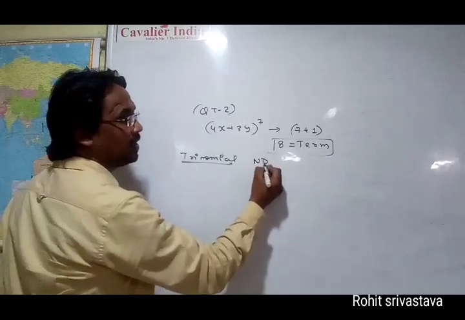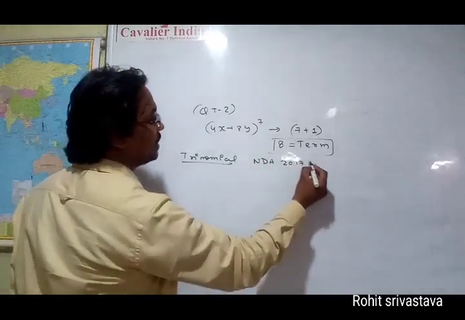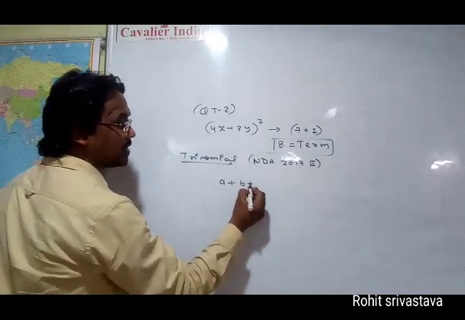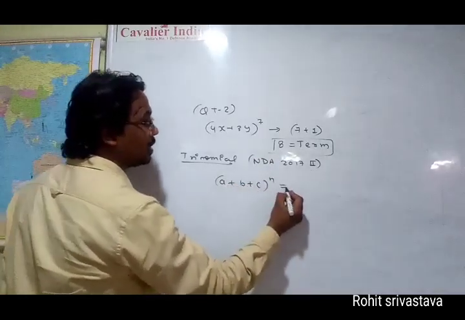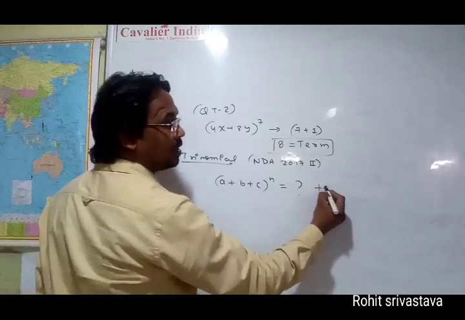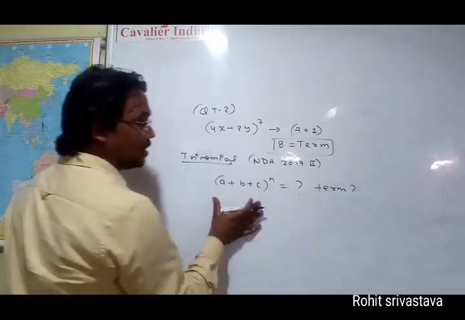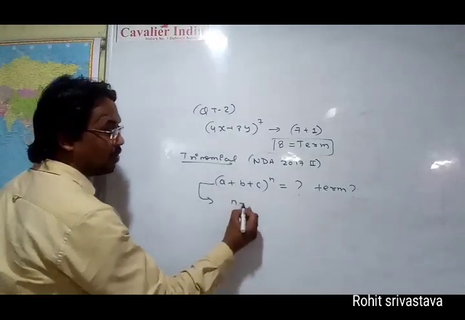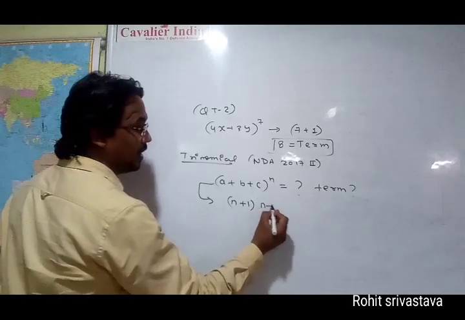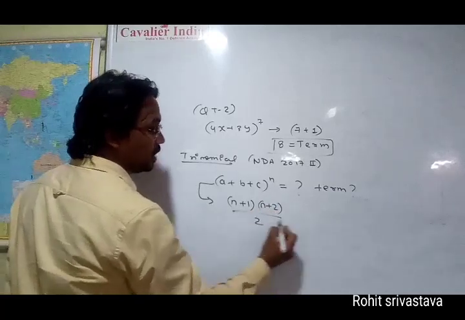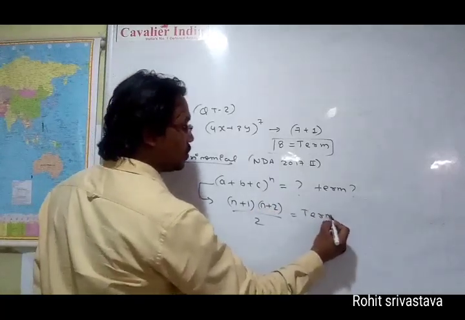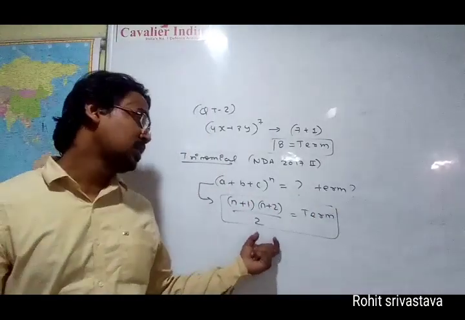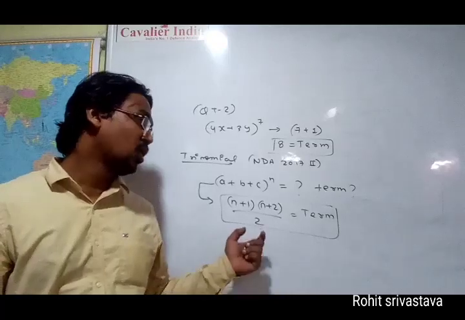In your NDA 2017 second paper, they gave a question like this: a plus b plus c whole to the power n, and they are asking how many terms will occur in the expansion of this. So you have to remember the formula only. The formula is n plus 1, n plus 2 upon 2. This many terms will open. So pause the video and note it down. This is the formula for trinomial expansion.